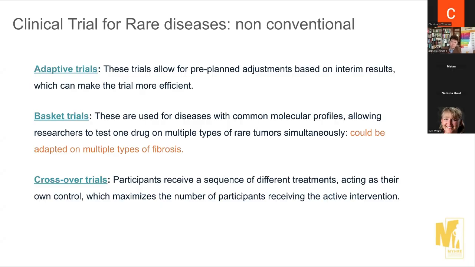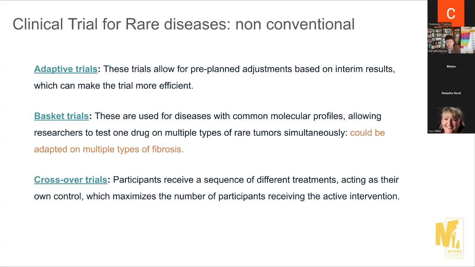So you have what we call adaptive trials. These trials allow for pre-planned adjustments based on interim results. That's a sentence from the FDA. So the FDA, when you apply, wants to know exactly what we call the protocol, so the way you are going to do things. And you cannot move from that. Otherwise, they will just cut you out. So you need to follow exactly what is planned.